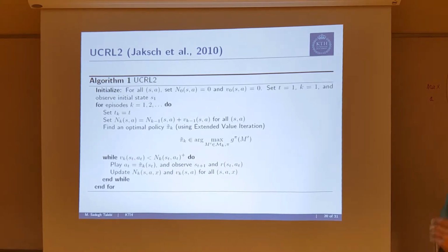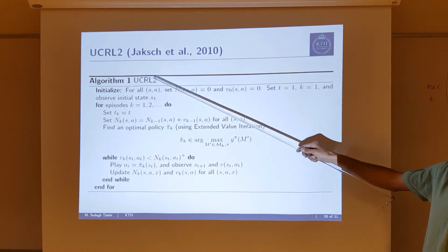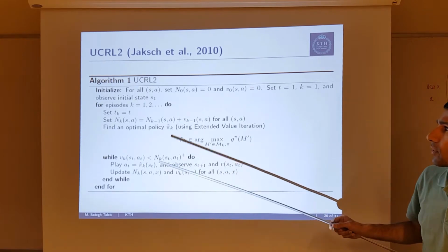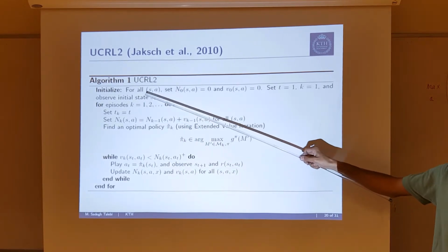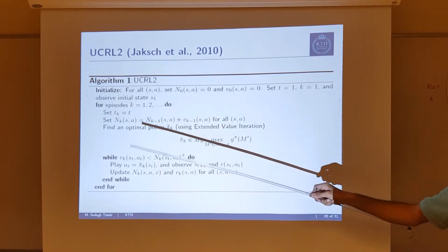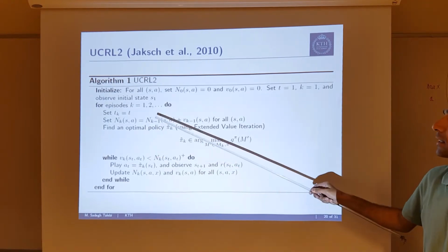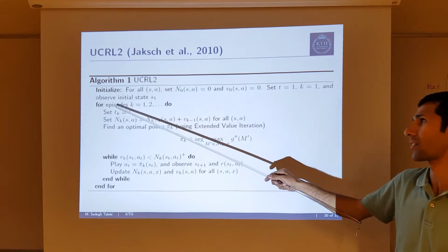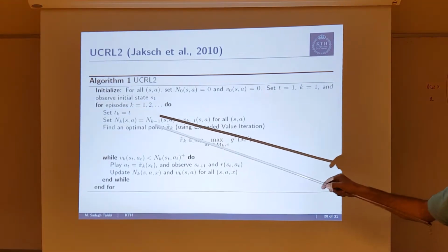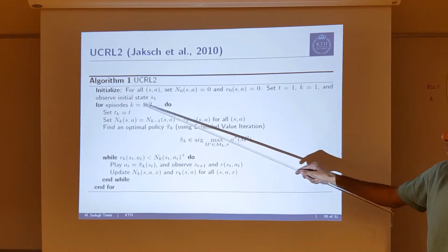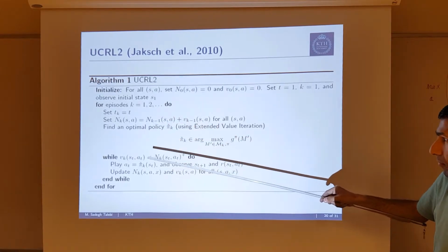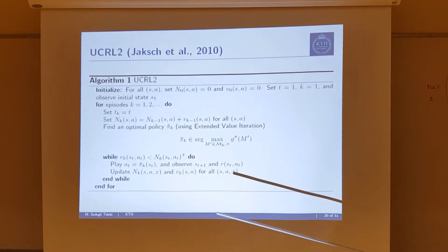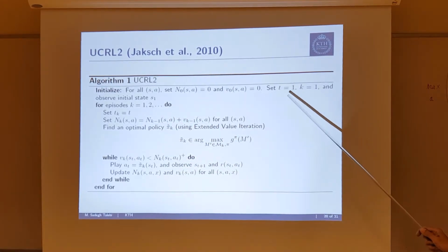So having introduced this, we can go towards what is used here. So basically, the algorithm runs in episodes. Maybe episode is not a good term because it may bring confusion with episodic MDPs. Let's call them epochs. So at each episode, let me start from here.